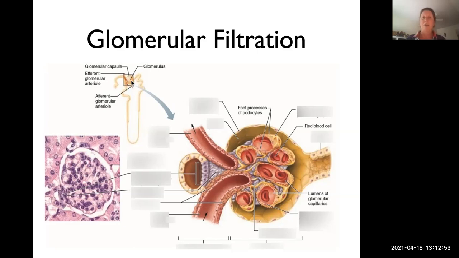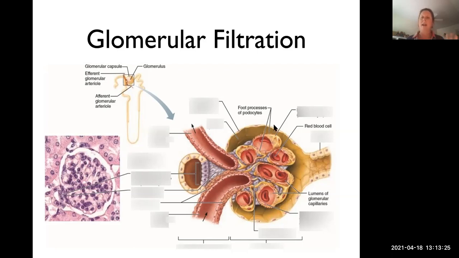Here we have a picture of the nephron with the glomerulus inside the glomerular capsule, the proximal convoluted tubule, the nephron loop, and the distal convoluted tubule. If we take a closer look just at this section, which includes the glomerulus, the afferent arteriole, and the efferent arteriole, the glomerular capsule, and then the proximal convoluted tubule that it leads into.